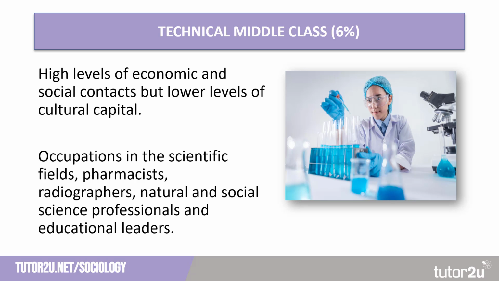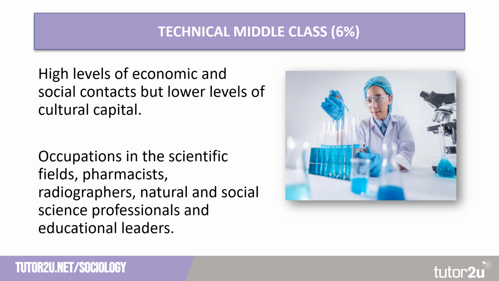The next group was the technical middle class, with just 6% of respondents identifying as being from this group. These had high levels of economic capital and social contacts, but lower levels of cultural capital. This group was dominated by occupations in the scientific fields, such as pharmacists, radiographers, natural and social science professionals, and educational leaders.